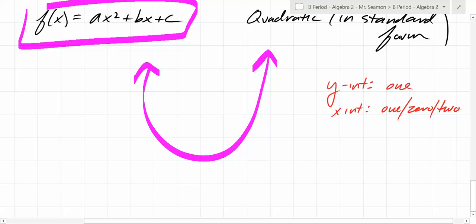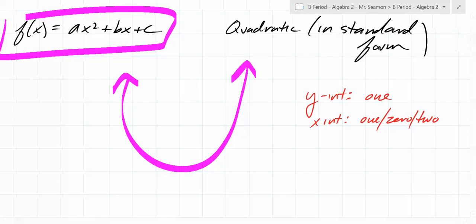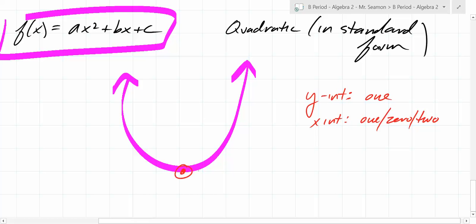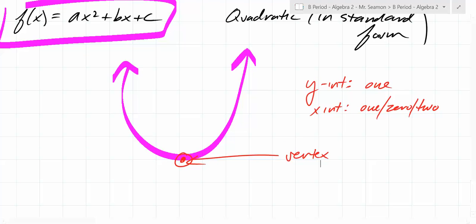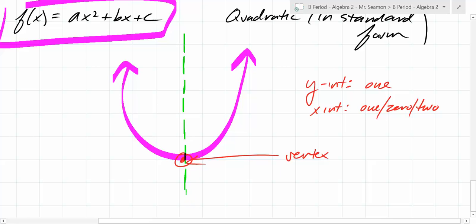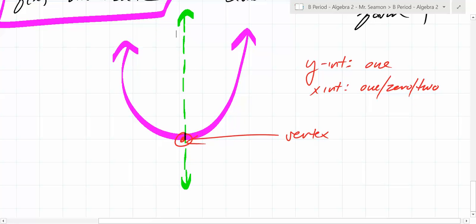What can you tell me about the shape of that? There's other features on there that you might know about. Well, there's going to be a positive or negative aspect, but what is this point called? Anybody know? Close. It could be the origin. It doesn't have to be, though. It's called the vertex of a parabola. And then this line right here, what can you tell me about that line? Yeah, it's called the axis of symmetry.